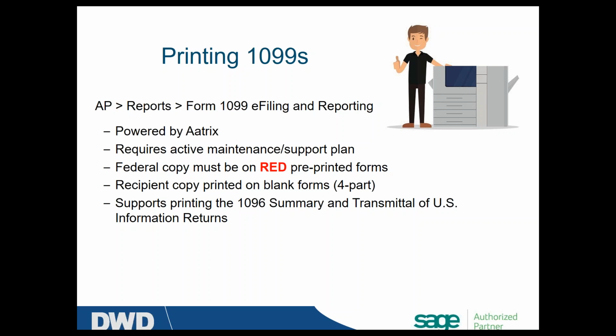Recipients may be printed on blank forms, typically a 4-part perforated form, and the 1096 summary will actually get printed. The data will print. If those of you who've been around for a while remember the old way of doing the 1099s, we actually had to type that up manually. We don't have to do that anymore, but it must be printed on a pre-printed red form. The government will not accept submissions of anything but those red forms.